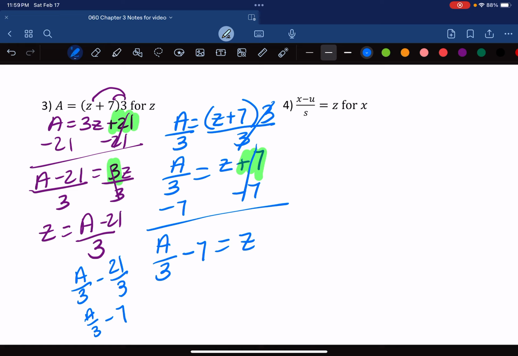And the last one here, I want to isolate my variable x, and I have a fraction here. And this fraction is actually used as a grouping symbol. We have this operation going on at the top. First thing I need to do is get rid of the denominator by multiplying by the LCD, in this case s. So I'm going to multiply both sides by s. That gives me x minus u equals sz. And now I can isolate my variable by adding u.